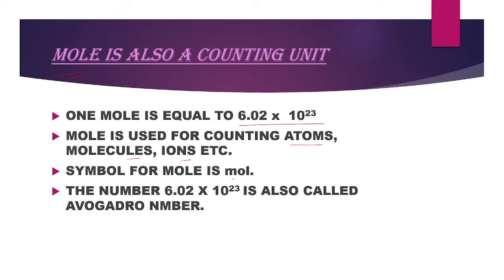What is the symbol for mole? The symbol for mole is small letters mol. Just like for kilograms and grams we use small symbols, like that, for mole the symbol is mol. The number which is associated with mole, this number we have to remember, is also called the Avogadro number. Avogadro number is 6.02 × 10^23.